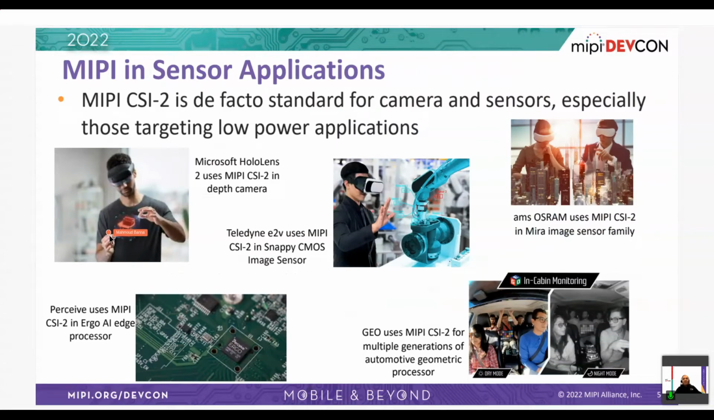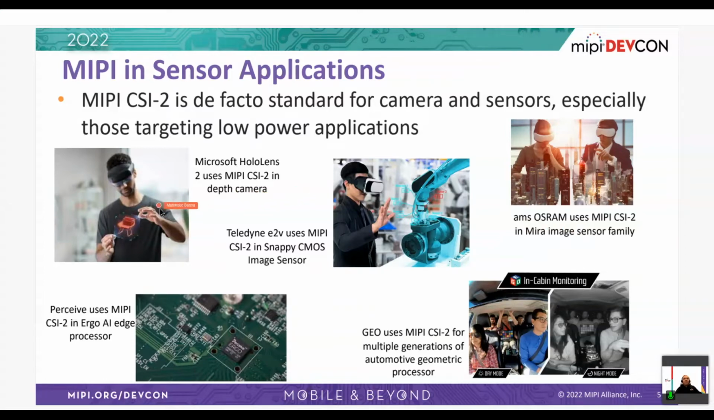Moving to MIPI CSI-2. MIPI CSI-2 is a de facto high-speed camera and imaging interface, supporting a broad range of use cases and application areas like imaging, machine vision, ADAS, and surveillance.